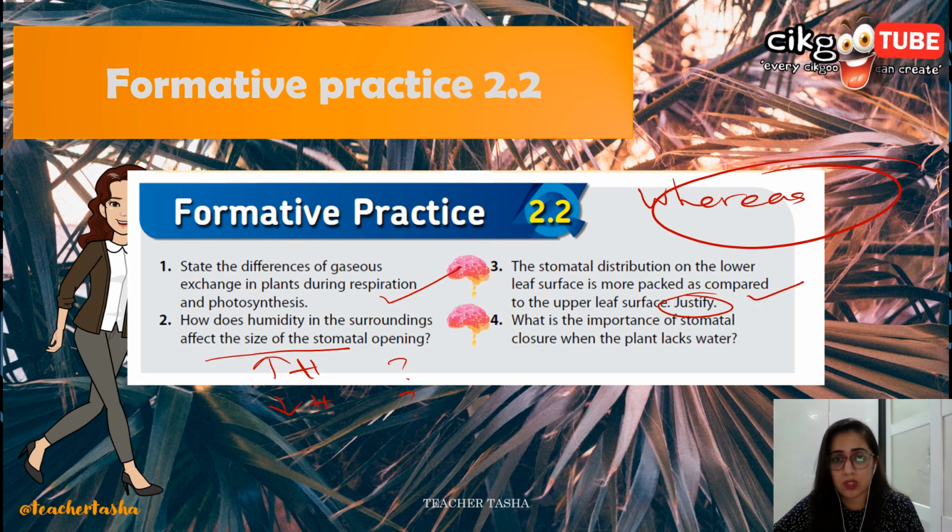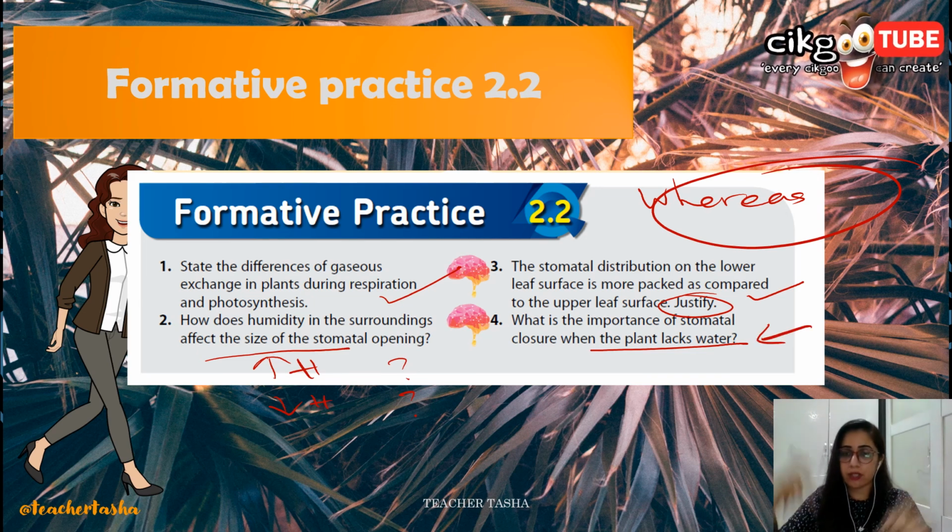And what is the importance of stomatal closure when the plant lacks water? Why is it important? So think about it, do it, and then you can check the answers in the description box below.